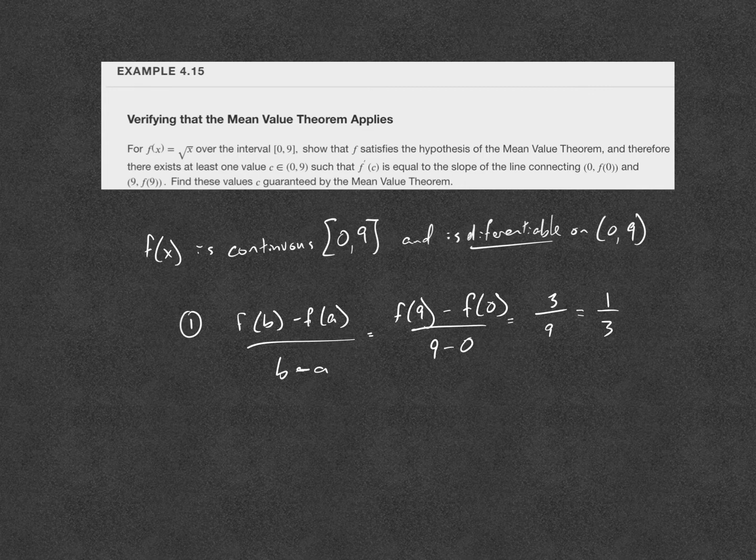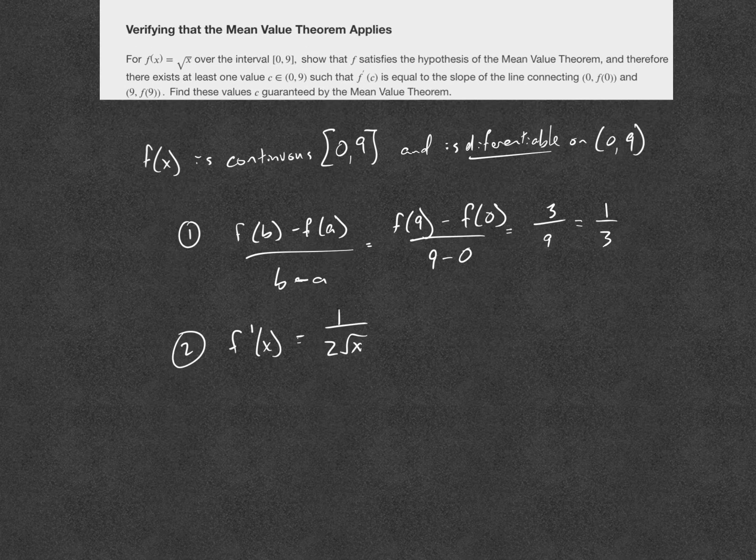And the mean value theorem says that there's some other point, some c, between 0 and 9 that has that exact same slope. So step 2, we're going to take our derivative, f prime of x, and if my function is radical x, the derivative is 1 over 2 times the square root of x. And then I'm going to call it step 3. It's kind of the step where we'll set them equal to each other. And since the mean value theorem says that it is this point c inside of the interval, I'm going to change my x to a c. 1 over 2 times the square root of c is equal to 1/3.